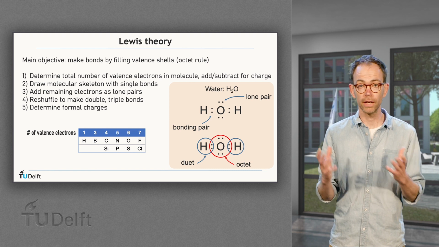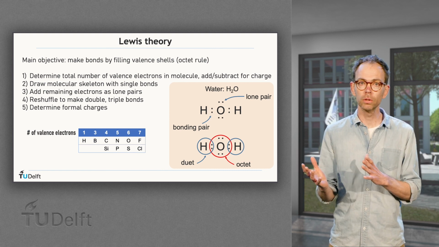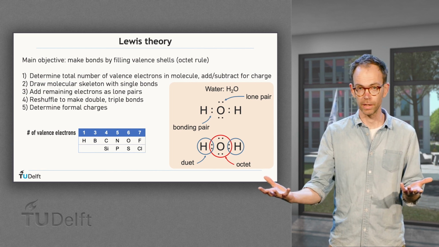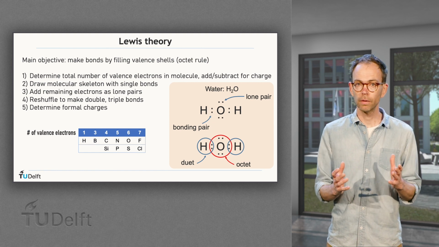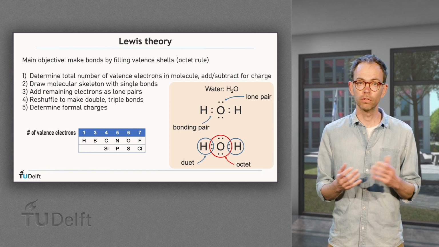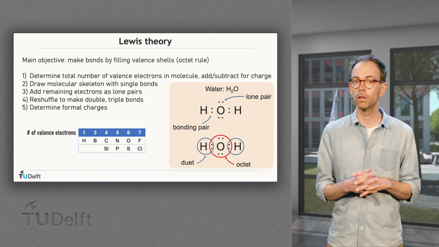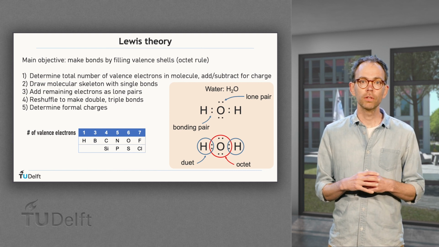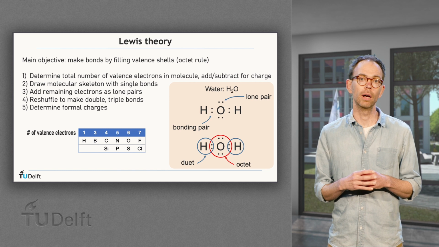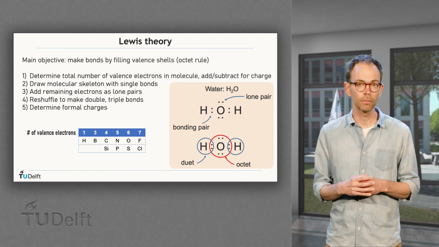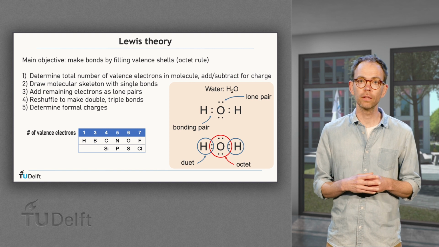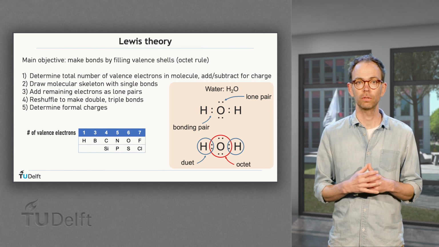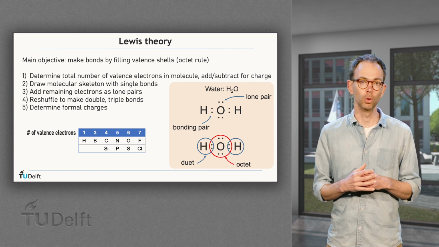Take for instance water, H2O. In the water molecule, you can discern two types of electron pairs, lone pairs and bonding pairs. On oxygen, there are two lone pairs. There are bonding pairs that make covalent bonds between atoms. When we want to derive molecular structure from the formula of a molecule using Lewis theory, what we do is we fill the valence shells around central atoms, typically to accommodate 8 electrons. This is something known as the octet rule.